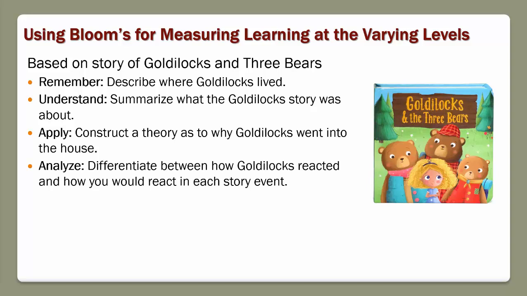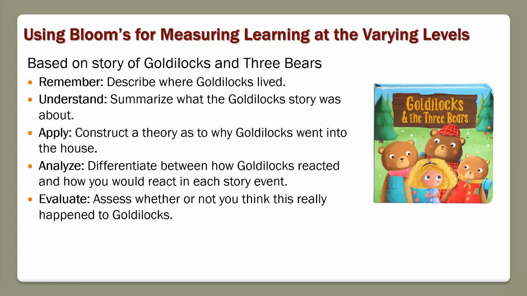At the analyze level, a learning outcome might be to differentiate between how Goldilocks reacted and how you would react in each story event. So this is where you give your students the opportunity to react to the story and to analyze their reaction. At the evaluate level, you will give students the opportunity to assess whether or not you think this really happened to Goldilocks. So it's a matter of taking the story narrative and then evaluating whether it's true, whether it's something that is plausible.